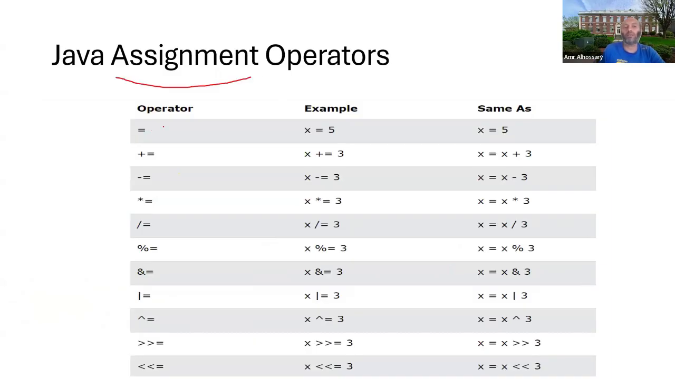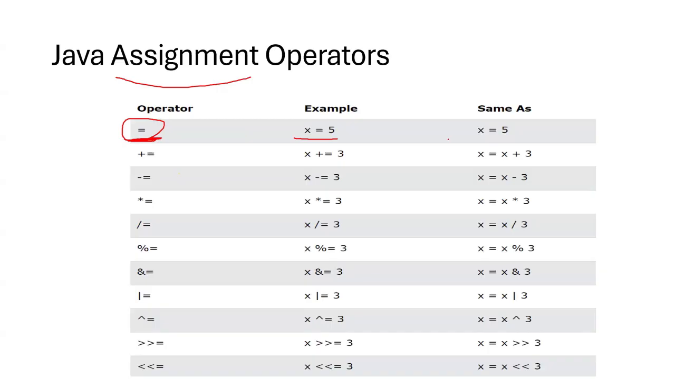We all know assignment from primary school mathematics. This is called the assignment operator. x equals 5. As simple as this. That sets the value of the variable x to 5. Any problem with that? No. Okay.